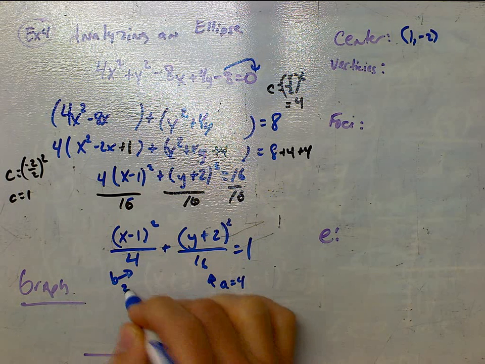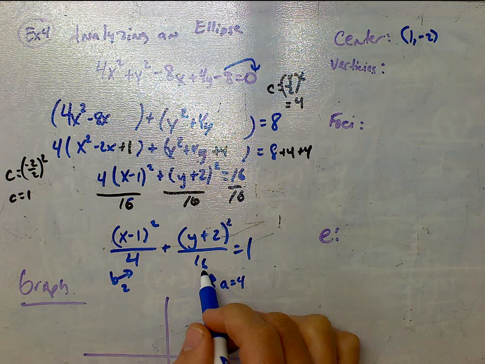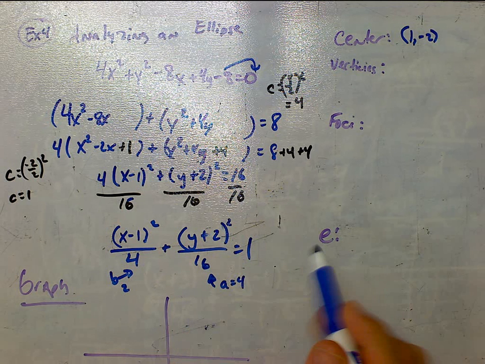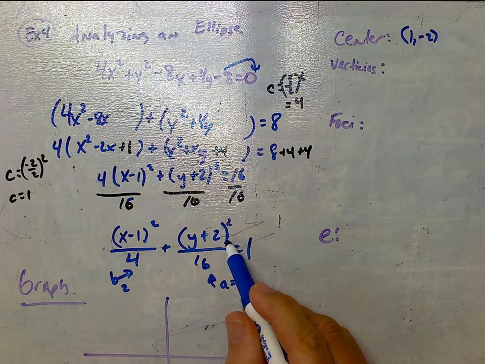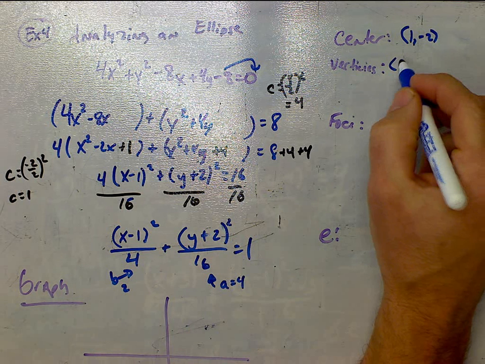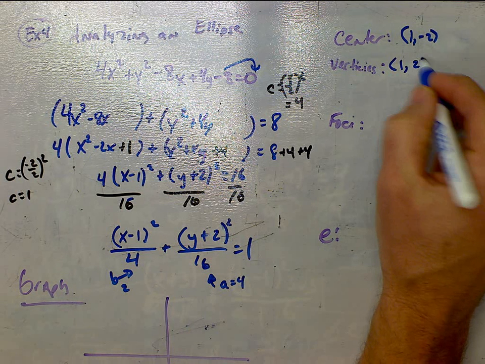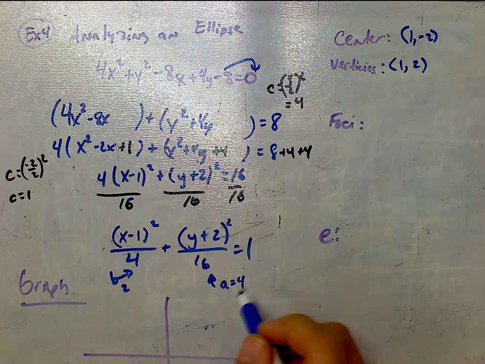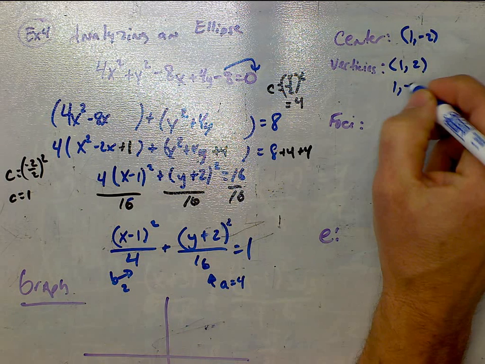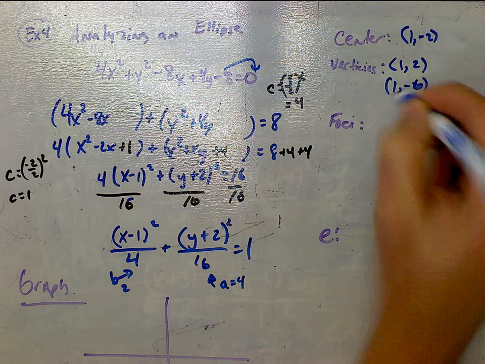A is 4 because it's the square root of 16. And so I'm going to have to add 4 in the y direction. So the vertices are going to be at 1 comma negative 2 plus 4, which is 2, and then negative 2 minus 4, which is 1 comma negative 6. So those are the vertices.